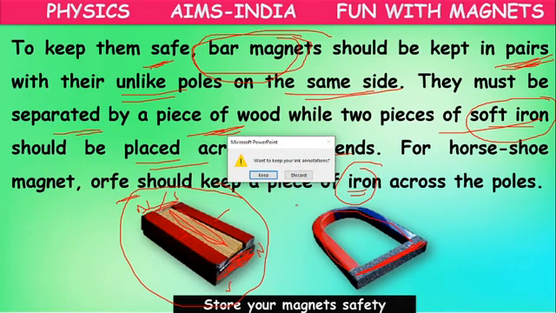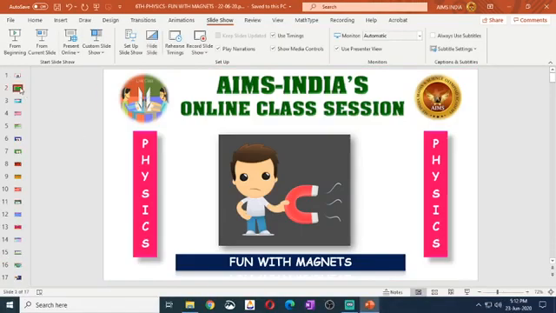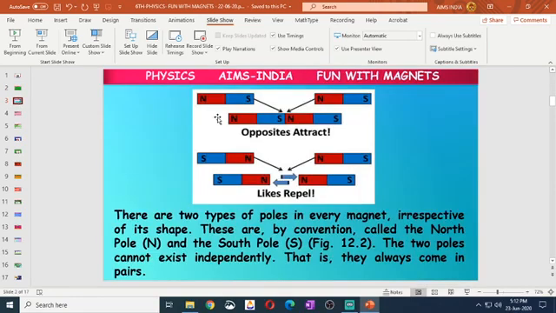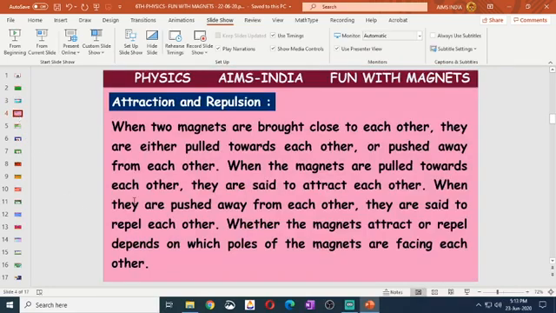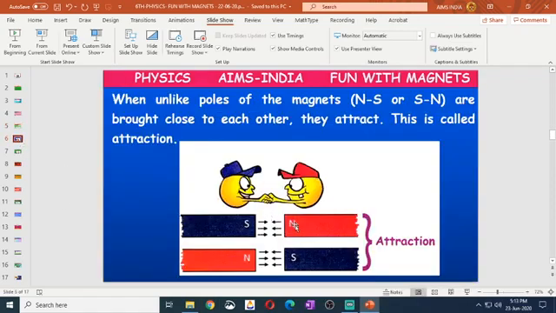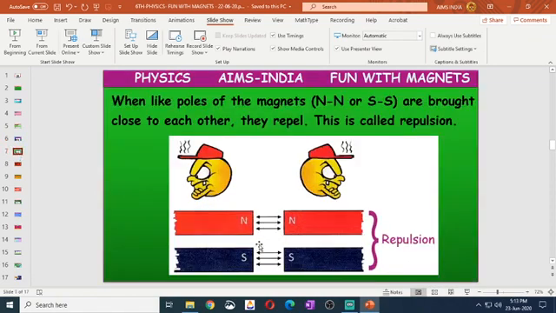So let's revise what we have learned today. So here, poles of a magnet are the end parts of the magnet where attraction power is more. They will have two poles, north pole and south pole. Between two poles, two properties will work: attraction property and repulsion property. Unlike poles attract; like poles repel. Unlike poles act like friends, we can observe attraction. Like poles act like enemies, we can observe repulsion.